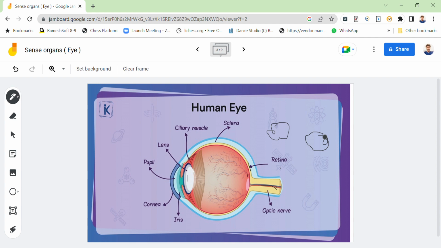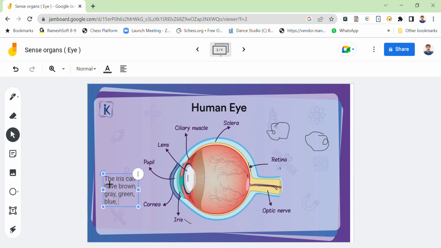And now the cornea. The cornea is a thin structure. It's like the outer layer of the eye. And now the pupil. It's a little dot in the eye. And now the iris. The iris can have any different color. It can be brown, gray, green, blue, and so on.